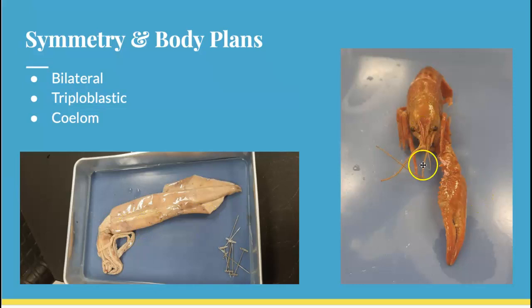They both have bilateral symmetry. If you cut a line from the anterior end to the posterior end, you'll see that they're symmetrical on both sides. Same goes for the squid. If you straighten it out and cut a line right down the center, you'll see it's symmetrical on both sides as well. They are both triploblastic as well as coelomates.